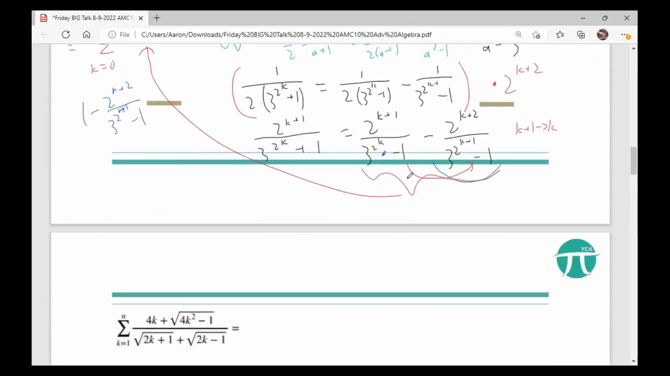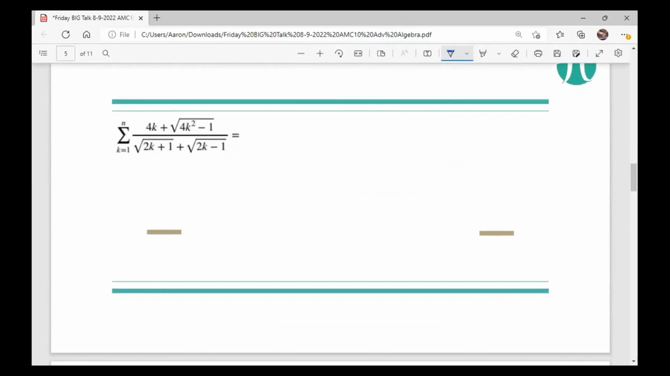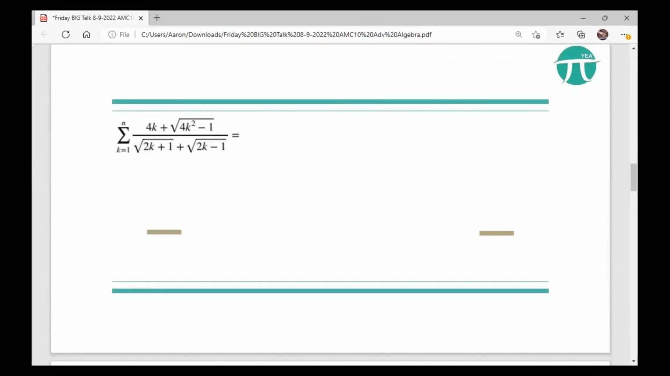And so next is this one. And so once again, I'll give a minute to try this on your own.